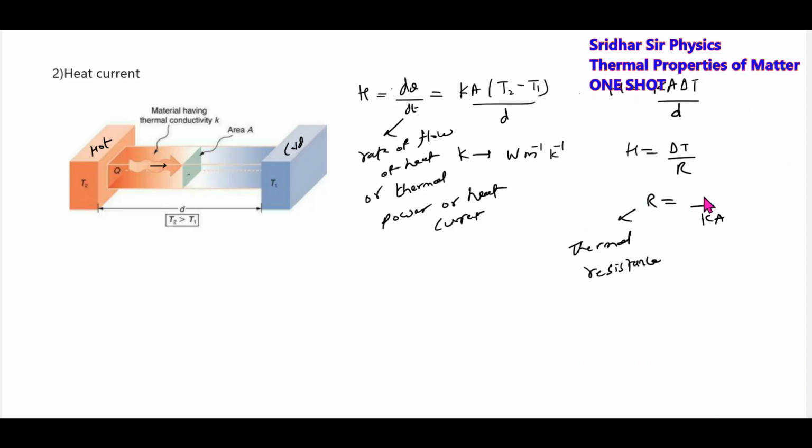And thermal resistance depends on what? It depends upon the thickness, K, and area of cross section. And the heat will flow from hot body to cold body. Who is responsible for the flow of heat? The vibrating atoms and the free electrons. That's a general idea. And we are discussing all these things at steady state.